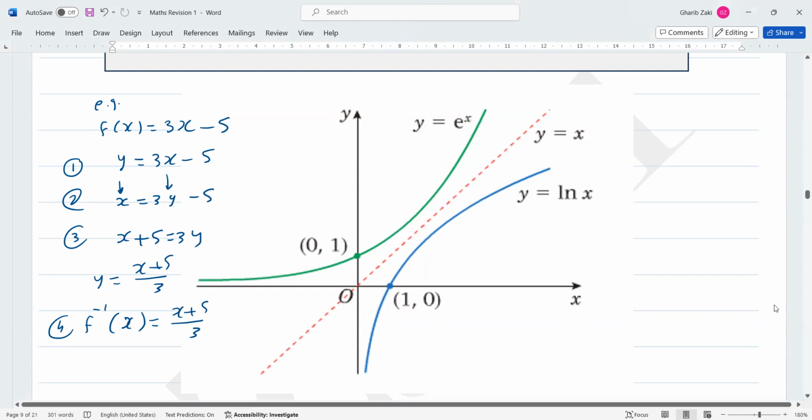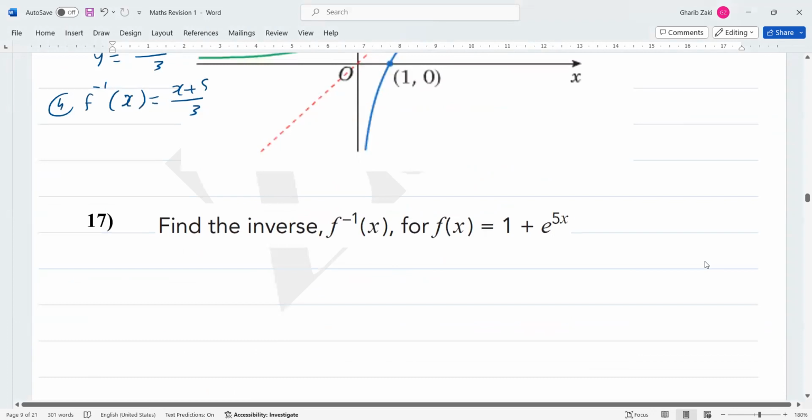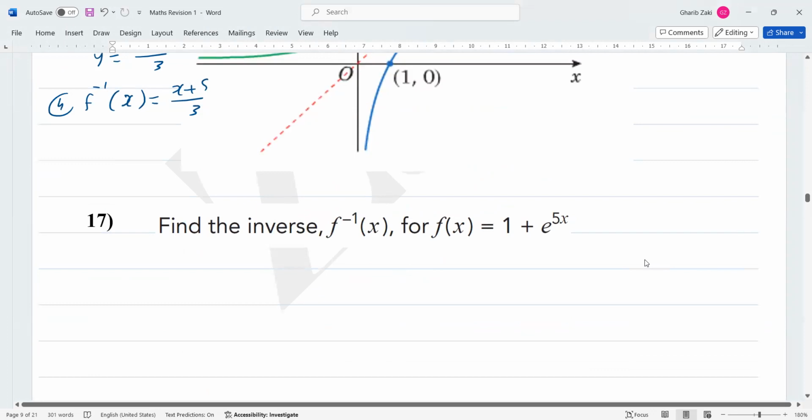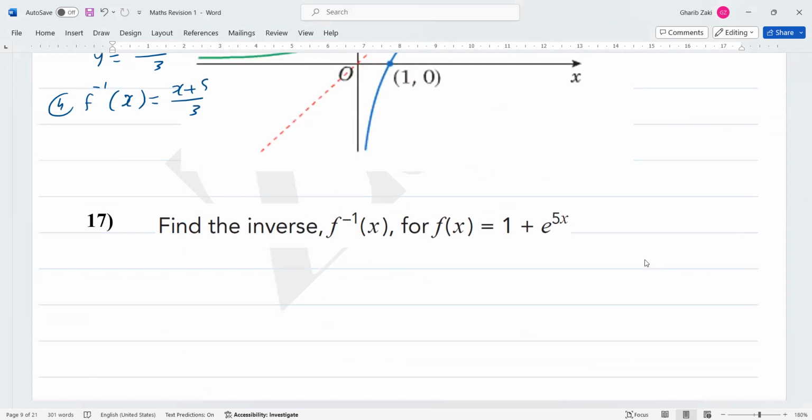Now we solve the questions about the inverse. Question number 17. Start to solve and then I help you, but try first. What is the first step? The first step, write f of x as y. So y equals 1 plus e to the power 5x.